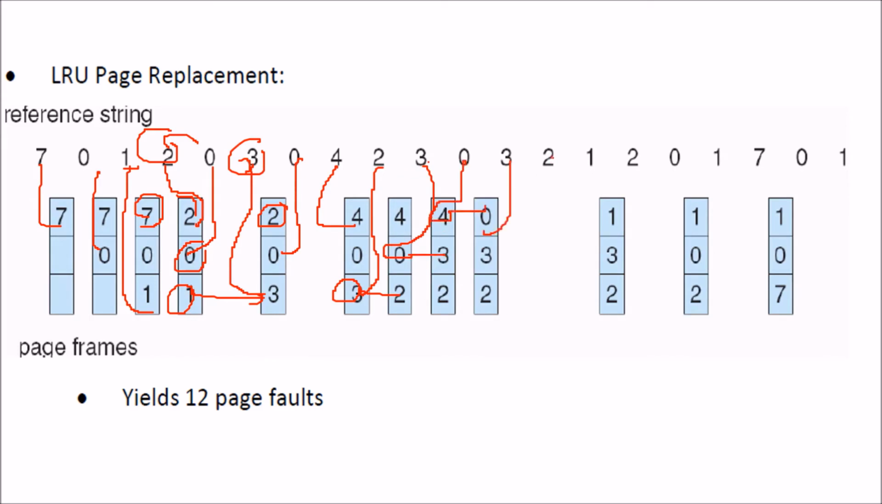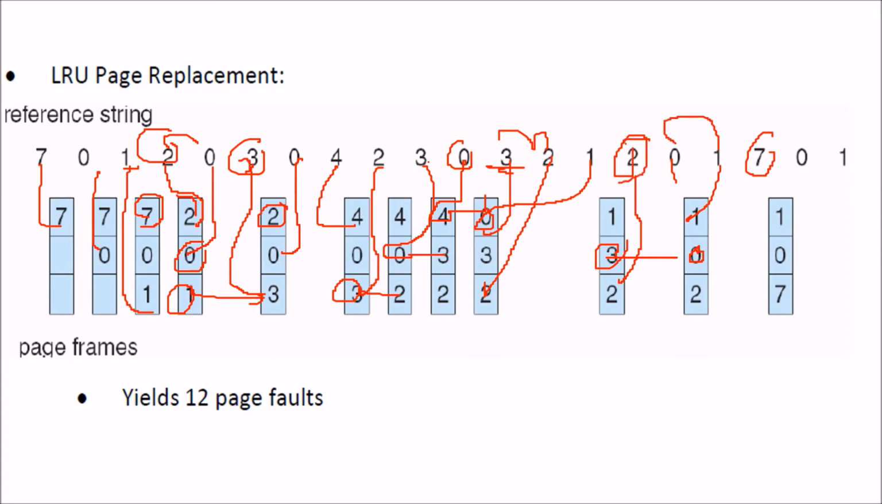Now 3 and 2 are already there. Now 1 has come. 1 will replace 0, because 0 was quite earlier than 3 and 2. So this is the case. Now 2 has come. Since 2 is already there, we will not replace. Now 0 has come. We have to replace 3, it was quite earlier. 3 will be replaced, 0 will come here. Now 1 is already there. Now 7 has to be placed. 2 was earlier than 0 and 1, least recently used. So we will replace this 2 with 7. How many page faults? 12 page faults here. 1, 2, 3, 4, 5, 6, 7, 8, 9, 10, 11, 12. The number of bars you can count.